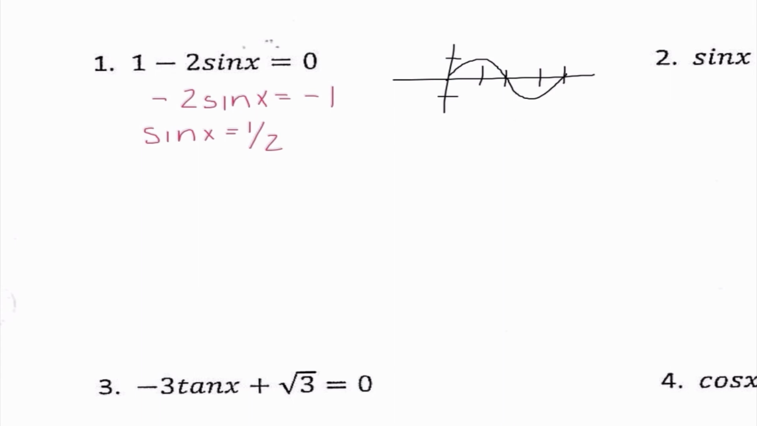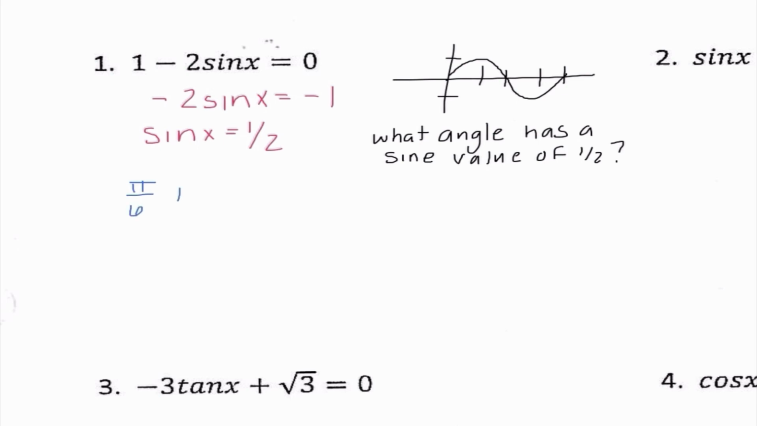Sine of 1/2 would be up here, so we can definitely see that there are two solutions. And I need to think, what angle has a sine value of 1/2? And if I have those values memorized, I should know that it is pi over 6 that has a sine value of 1/2. So my first answer here is going to be pi over 6 plus 2k pi.